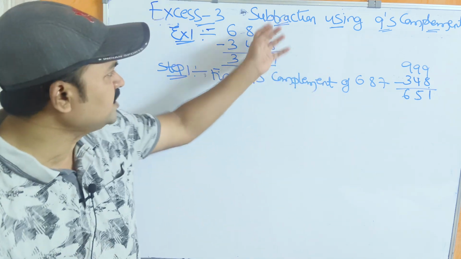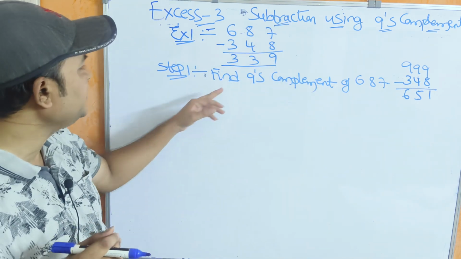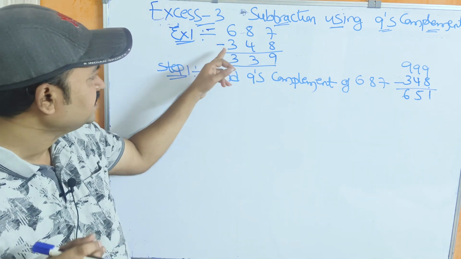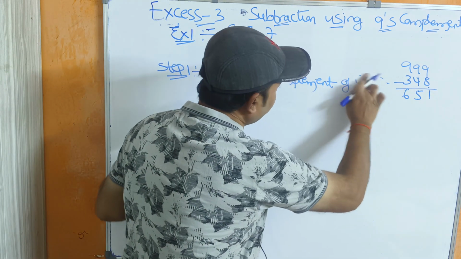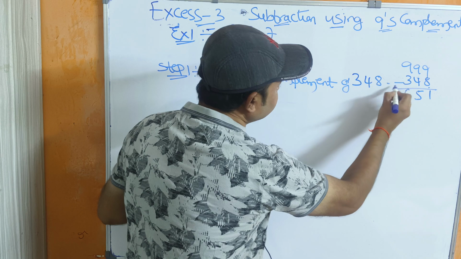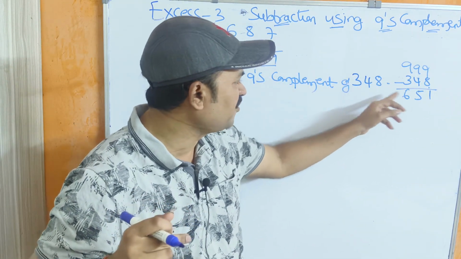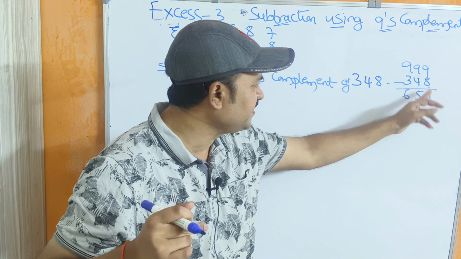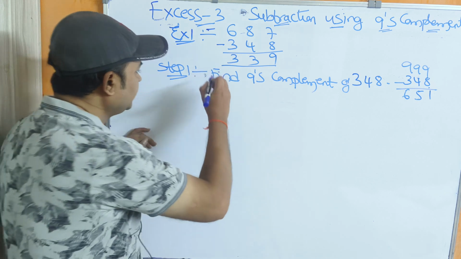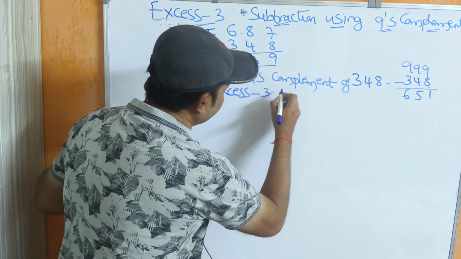Now let us do the subtraction with the help of the 9's complement. Step 1 is first we have to find the 9's complement of the second number. What is the second number? 348. 9's complement means we have to do subtraction from 9. So 999 minus 348: 9 minus 8 is 1, 9 minus 4 is 5, 9 minus 3 is 6. Next we have to represent this number in excess-3 notation.